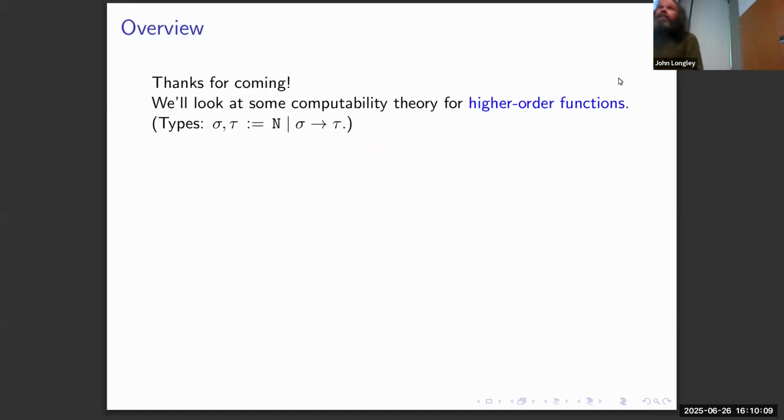So the backstory to this is that about 10 years ago, I, together with Dag Normann, published this book on higher order computability. And then about 2 years ago, to my vast surprise, I was contacted by Springer with an invitation to produce a second edition, expanded, more pedagogical, more space to applications.